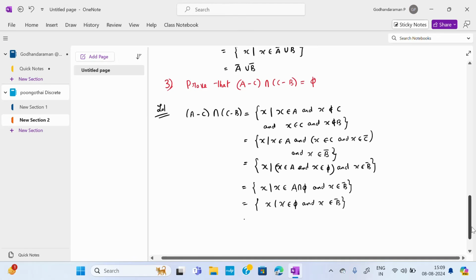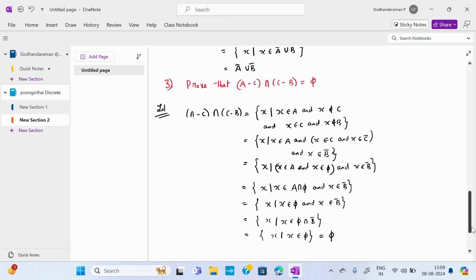Now both I can combine and write the set of all x such that x belongs to phi intersection B bar. Phi intersection B bar is again phi only. So x such that x belongs to phi, which is nothing but phi. So we have proved it. We were going to prove only phi. So this is the way we have to prove it.